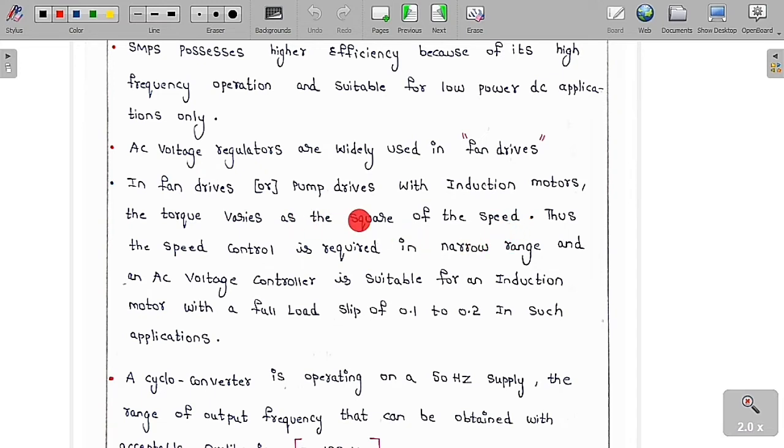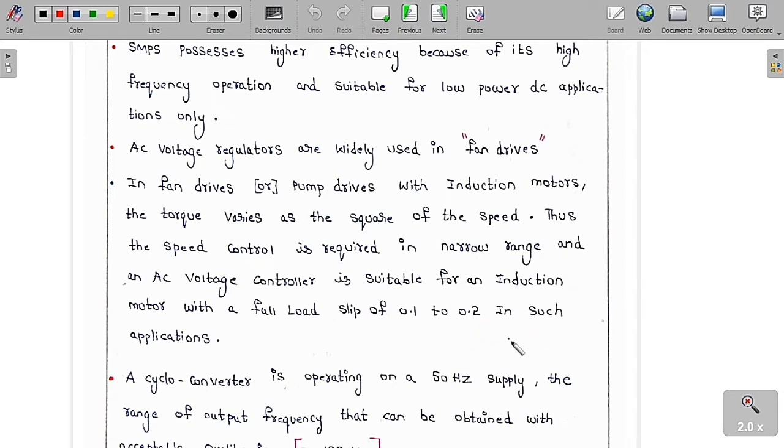So in fan drives or pump drives with induction motors, the torque varies as the square of the speed. Thus, the speed control is required in a very narrow range, and an AC voltage controller is suitable for an induction motor with a full load slip of 0.1 to 0.2 in such applications.